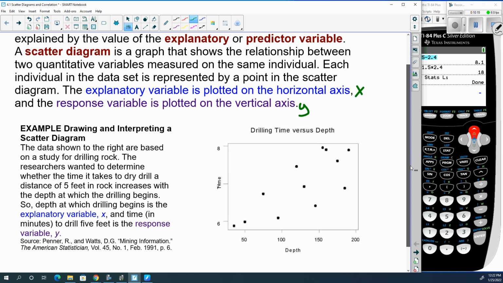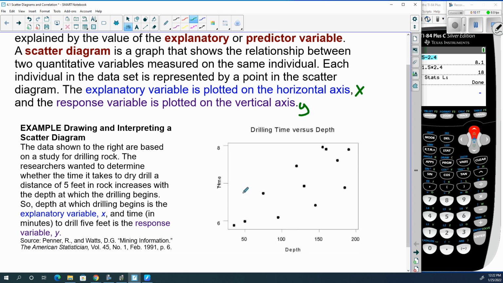Now, like here they're doing depth and time, just because you graph something along the x-axis and something on the y-axis doesn't mean that the data is related. It is possible to graph anything you want, but it doesn't mean that there's necessarily a relationship between these things. So this one says drawing and interpreting the scatter diagram.